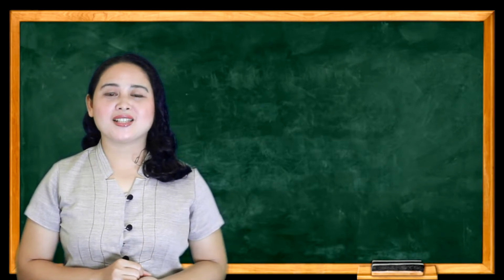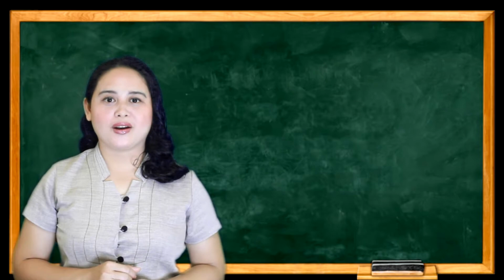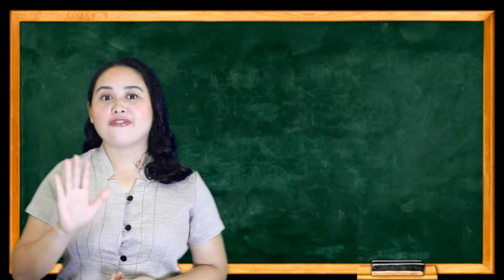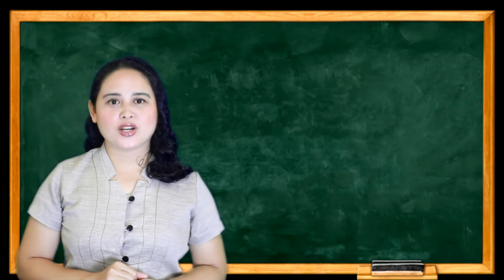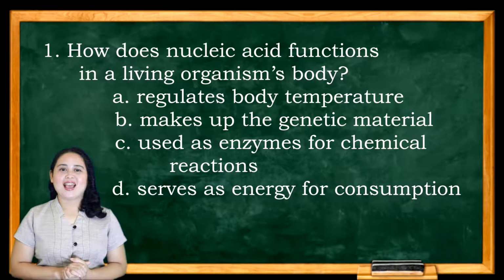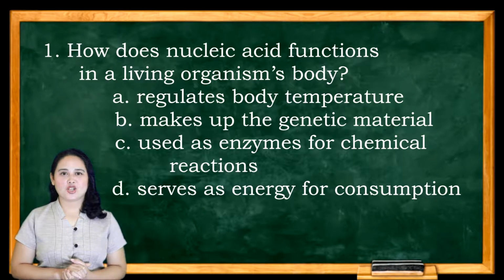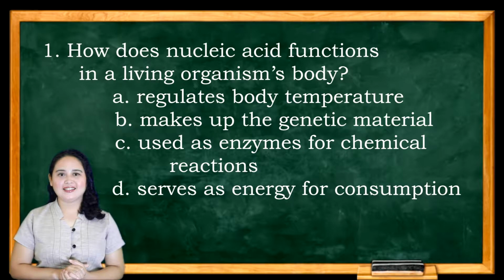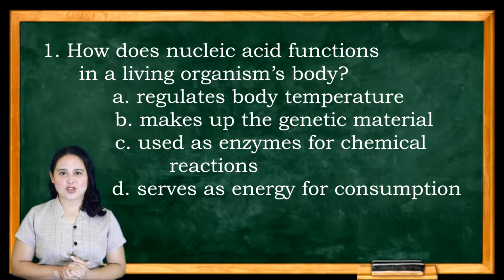This time, let us measure how much you know about our lesson for today. You will be given 5 seconds to answer every question. If you're ready, let's begin. Number 1. How does nucleic acid function in the living organism's body? A. Regulates body temperature. B. Makes up the genetic material. C. Used as enzymes for chemical reactions. And D. Serves as energy for consumption.